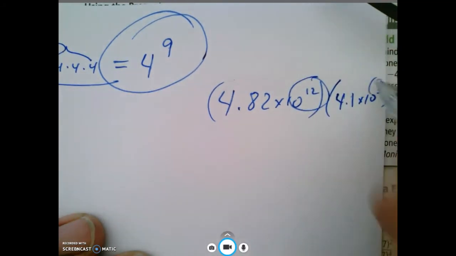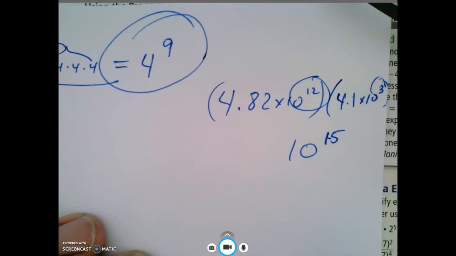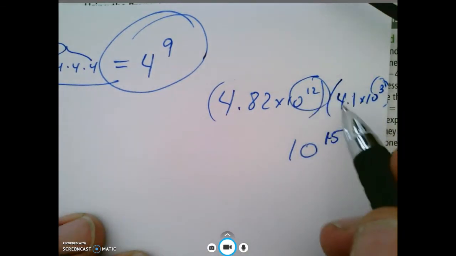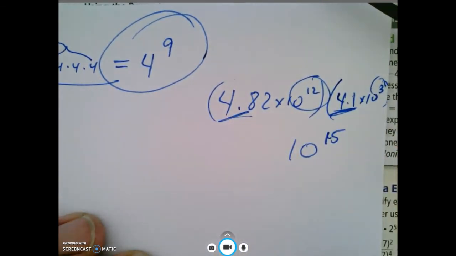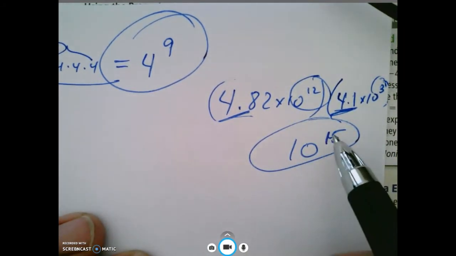The 10 to the 12th and 10 to the 3rd would end up with a 10 to the 15, according to our rules. And that gives me an approximate number. Then we would have to worry about this. But for the most part, it gives you a rough estimate.